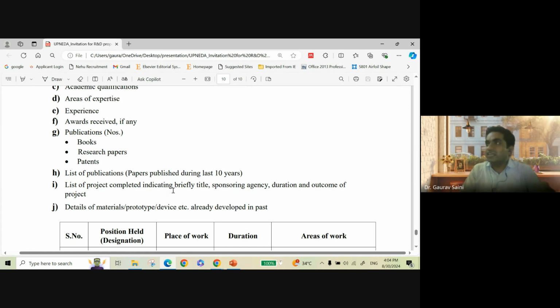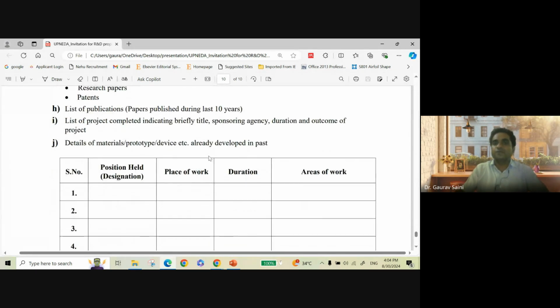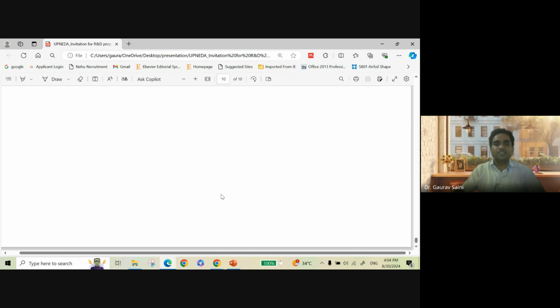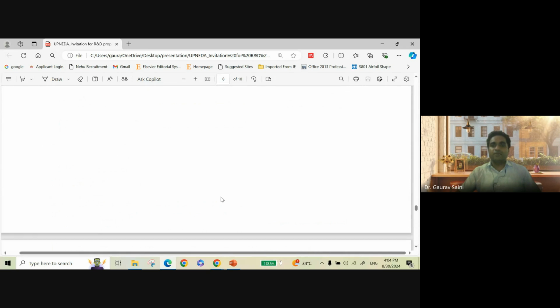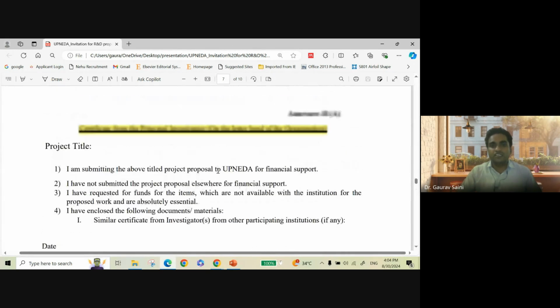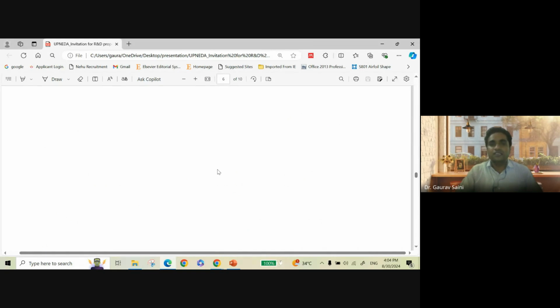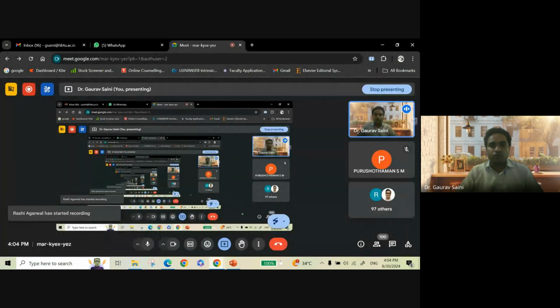List of projects completed, indicating briefly the title and sponsoring agency. So this shows how much experience you have in completing a project, and details of material or prototype already developed in the past. What position you had, whether you were the principal investigator, what was your role, where you were working, what was the duration, what is the area. So that is needed. I think this is the basic idea about the format, about the information, the budget, and the timelines. So I think that is over from my side.